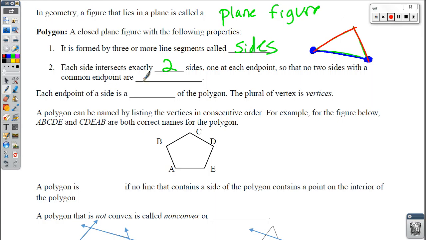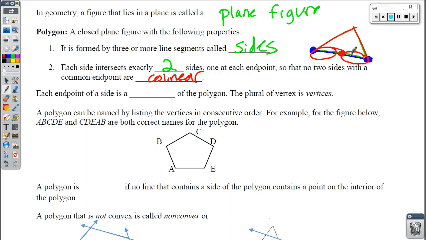So that no 2 sides with a common endpoint are collinear. So this is just saying, like, if we had, say, a point right here in the middle of the side, we wouldn't say that this thing and this side are 2 different sides. They're all on the same line. So we would just say that that's 1 side, and it just happens to have a point in the middle.